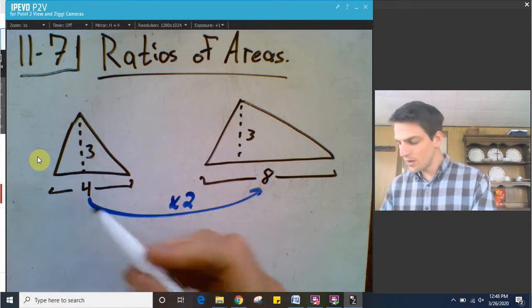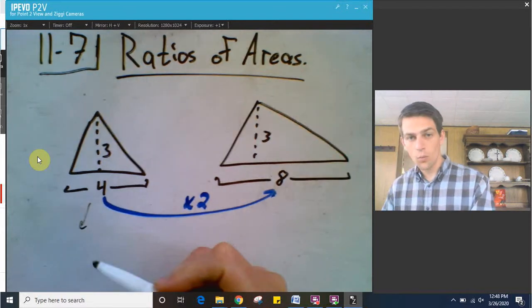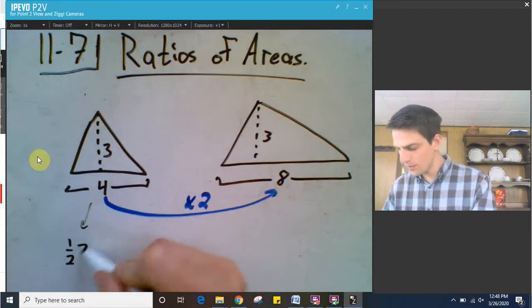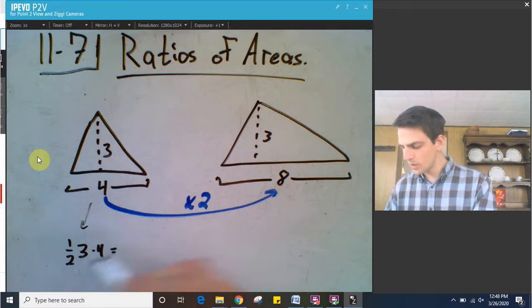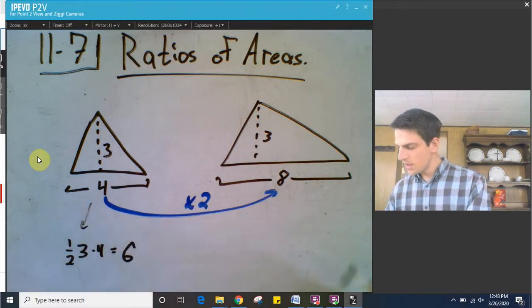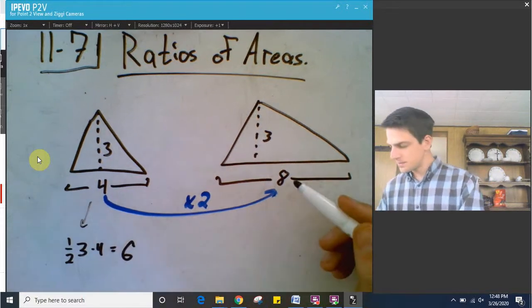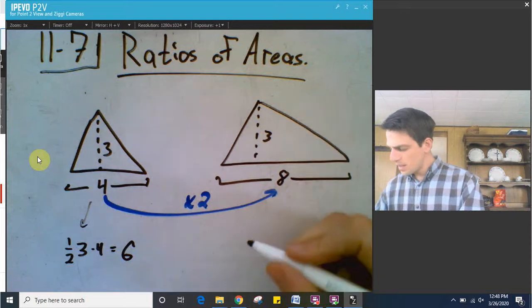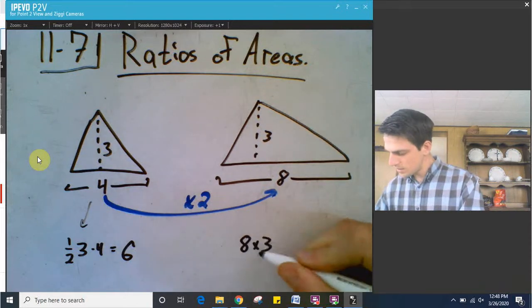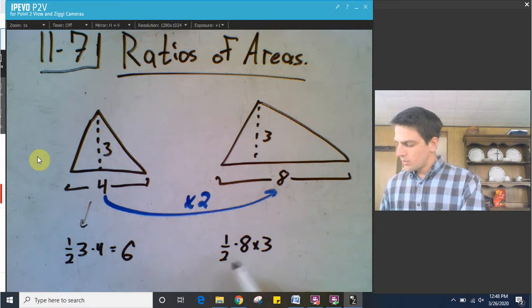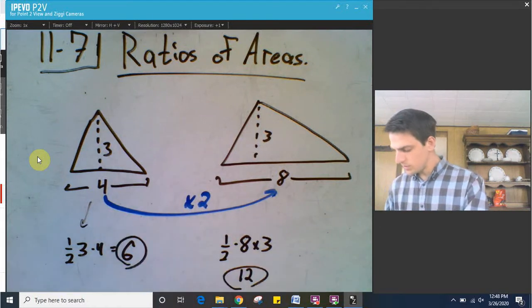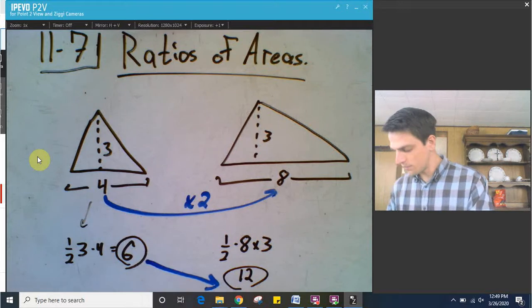So the area of this first triangle is going to be 1/2 base times height, so 1/2 times 4 times 3, which becomes 12 divided by 2, which is 6. And when we doubled the base, we have 8 times 3, and that's all times 1/2. So we end up with 24 divided by 2, which is 12. And this shouldn't be a surprise to us that when we doubled one of the bases, we actually ended up doubling the entire area of the triangle.